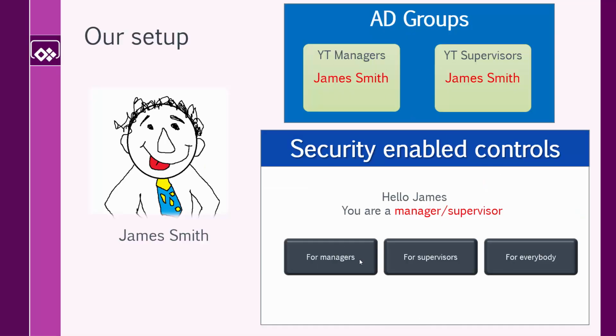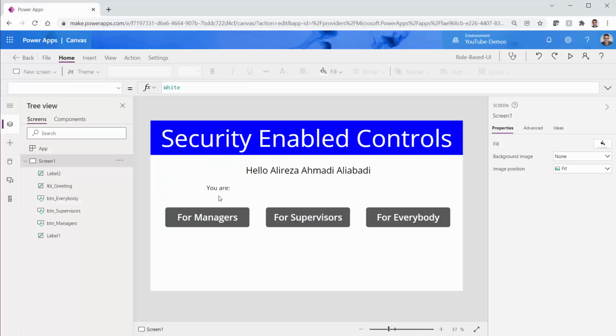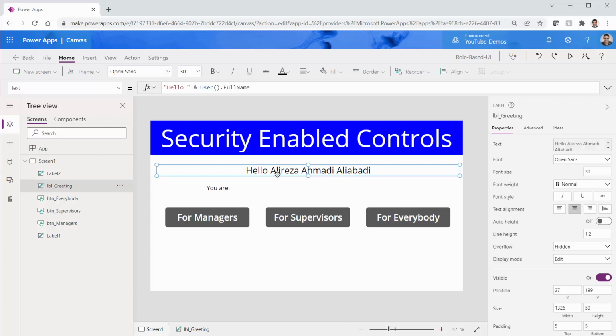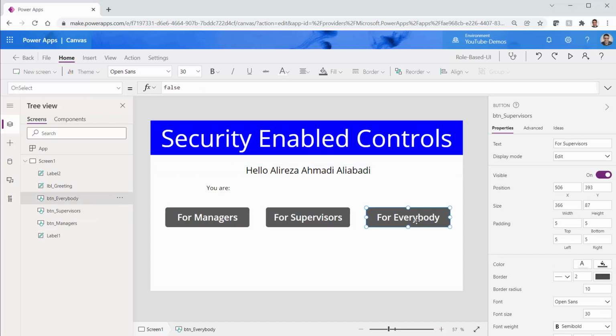Now let's get back to the app that I've already made for you. It's very simple. This app doesn't have much. It actually has a label here that shows hello, the current username. We have managers, supervisors, and for everybody. And none of these buttons do anything. So they're just empty buttons. As you can see, OnSelect for all of them is false, so they don't do anything.